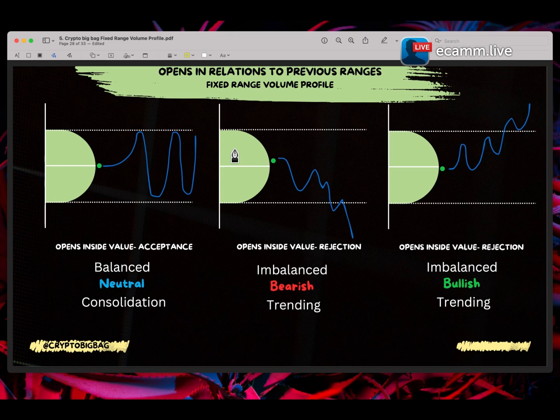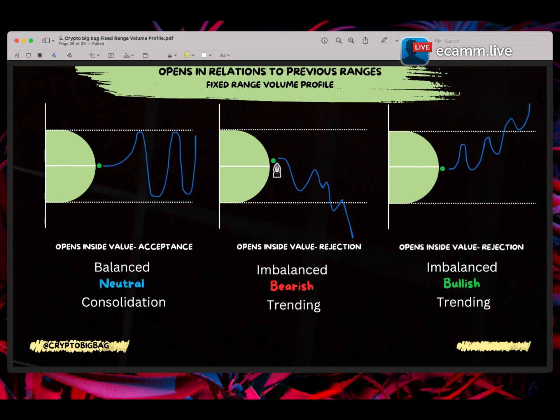A couple of examples are here. You can see when the market opens inside the value, it's called acceptance. This is balance, neutral consolidation. When the market opens inside the previous value, like I explained, the value high is going to be resistance, the value area low is going to be support, and it's going to be ping-ponging.